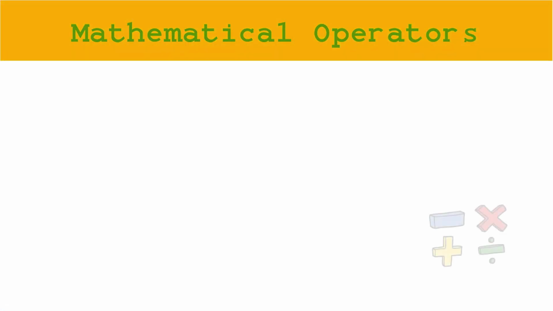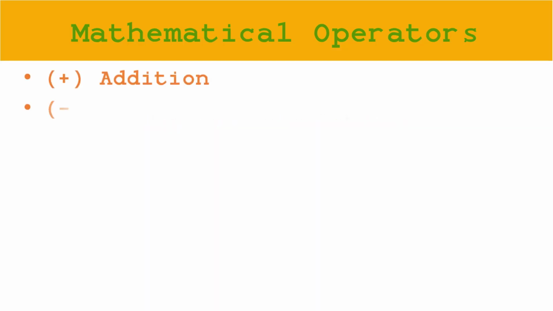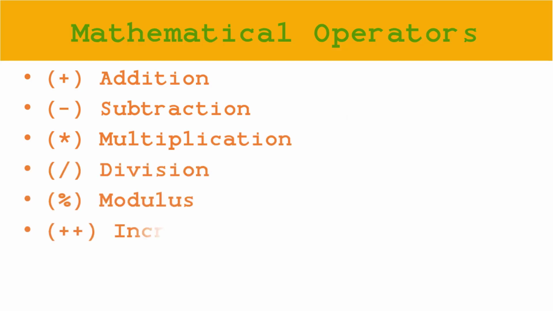Next, in Arduino programming, we have special symbols called mathematical operators that help us to perform calculations on variables. These operators include addition, subtraction, multiplication, and more. Let's dive in and see how they work.